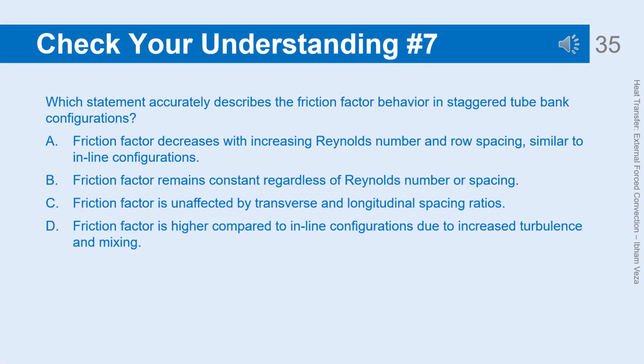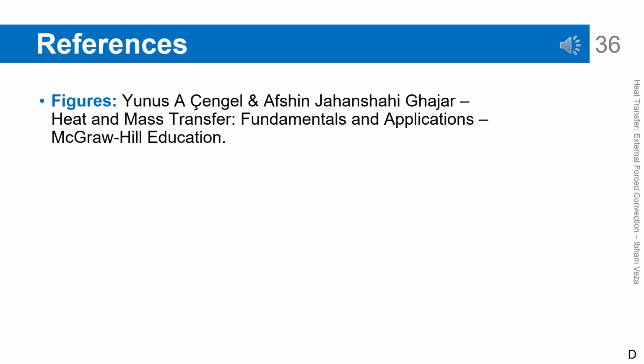Check your understanding. Number 7. This part reinforces that the staggered arrangement produces a higher friction factor than the inline arrangement. This is caused by the higher level of turbulence and flow mixing. The stronger the flow disturbance, the larger the pressure loss. This concept is consistent with the previous discussion about the trade-off between enhanced heat transfer and increased pressure drop. This understanding is important in industrial heat exchanger design.